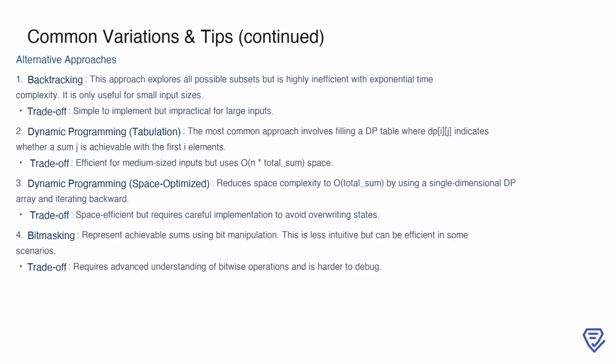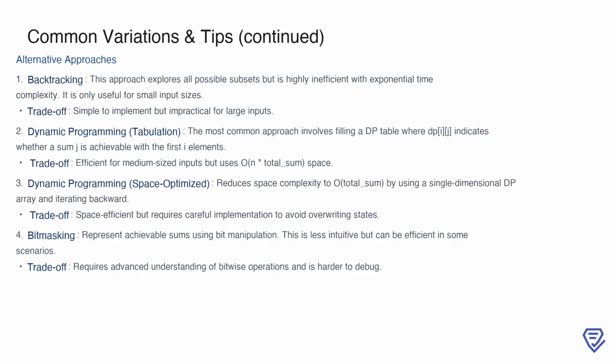A more practical method is dynamic programming using tabulation, where you fill a DP table that tracks whether specific sums are achievable with the first i elements of the array. This approach is efficient for medium-sized inputs but consumes O(n * total_sum) space. To optimize further, you can use a space-efficient version of DP. By iterating backward over a one-dimensional DP array, you can reduce the space complexity to O(total_sum). However, implementing this requires extra caution to avoid overwriting states.